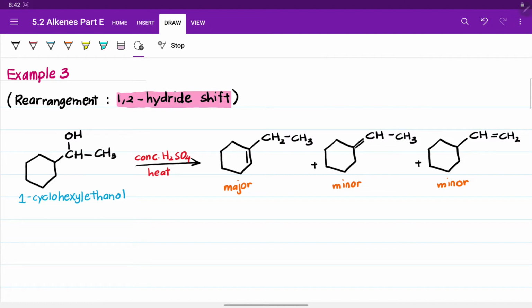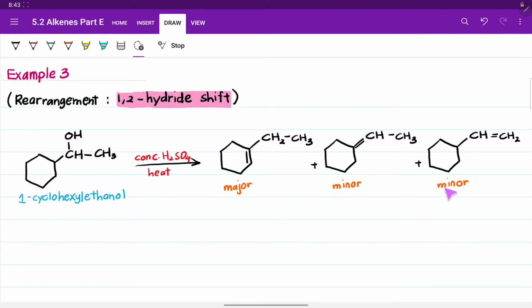So here I have 1-cyclohexyl ethanol. Okay, so hydroxyl group duduk dekat sini at the second carbon over here. React dengan H2SO4 and heat. So, produk kita akan dapat 3 produk dekat sini. So, this one is the major product.